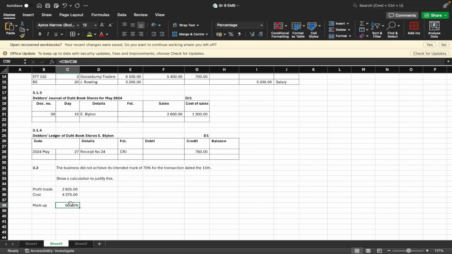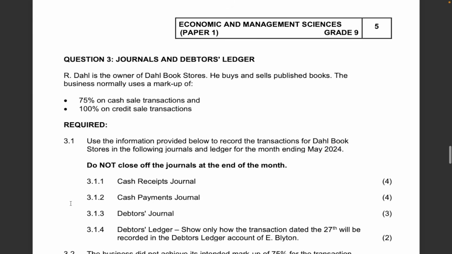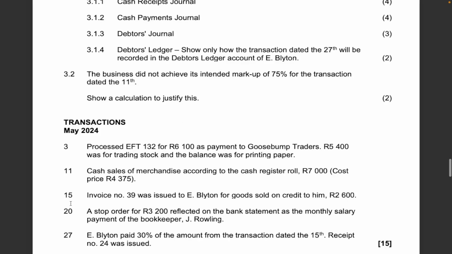So they didn't achieve their intended markup of 75%. And our calculation has just shown that. I hope that has made sense. I hope you understand more on journals and debtors ledger. So let's keep going to the next question.